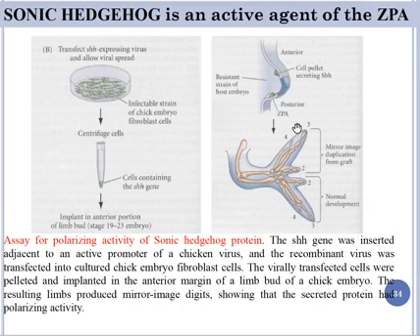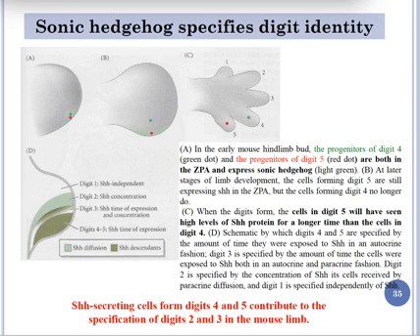So what does it mean? It means that the main active agent of the ZPA is sonic hedgehog, since if we graft cells expressing only sonic hedgehog, it will mimic exactly the same phenotype obtained when we graft the whole ZPA. So as a conclusion, sonic hedgehog is an active agent of the ZPA.